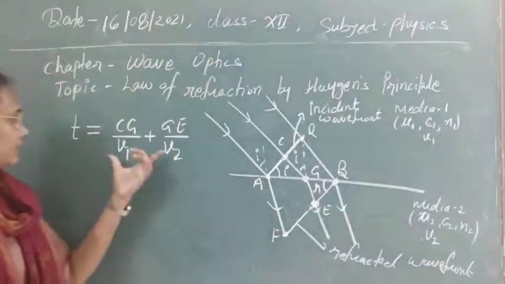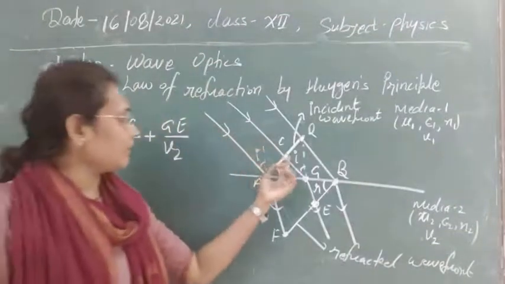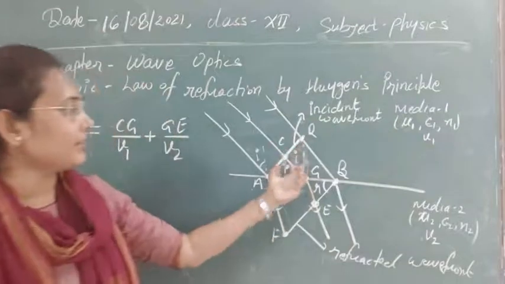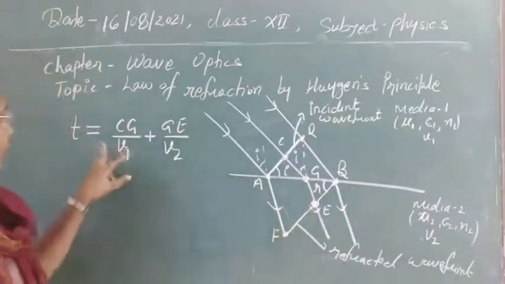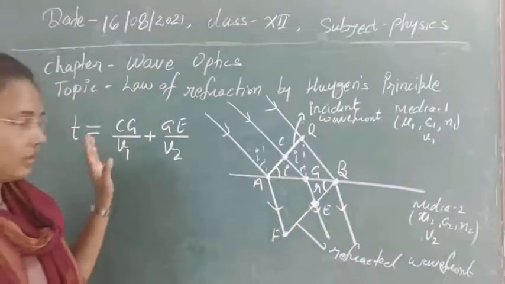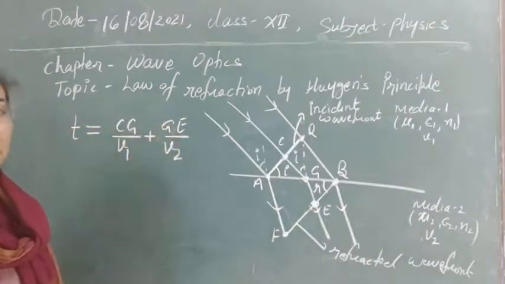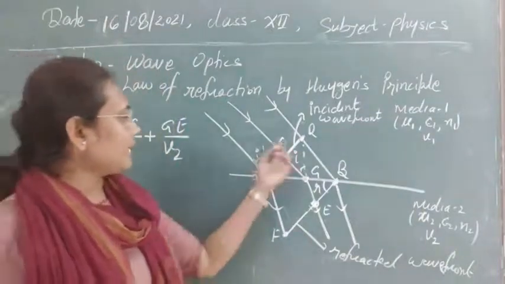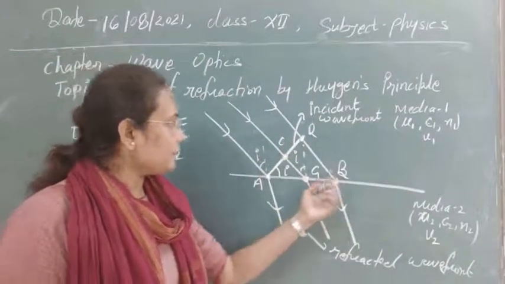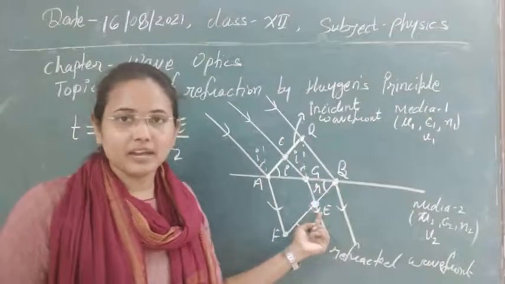Now this is the time taken by the wave that is coming from the incident wave front to the refracted wave front, from C to E. So here, as I have written the time, let's calculate CZ and ZE from the triangles that are made by ACZ and BZE. These triangles we will use.